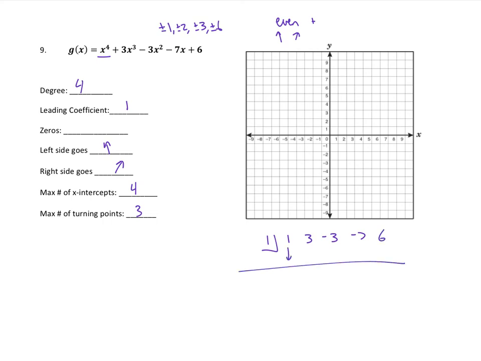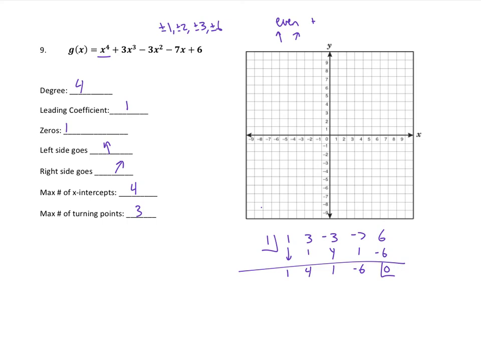Write our coefficients down. We're going to bring 1 down. 1 times 1 is 1. 3 plus 1 is 4. 1 times 4 is 4. -3 plus 4 is 1. 1 times 1 is 1. -7 plus 1 is -6. Multiply that, and we get 0. So now we know that 1 is a 0.